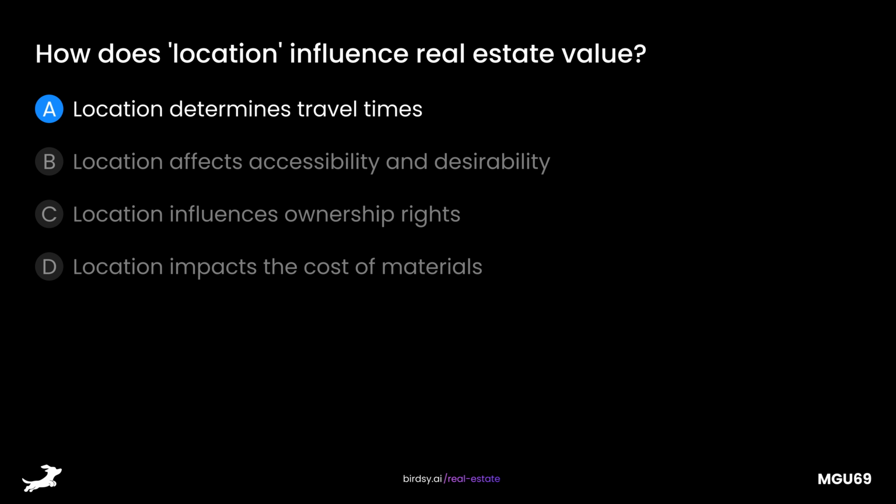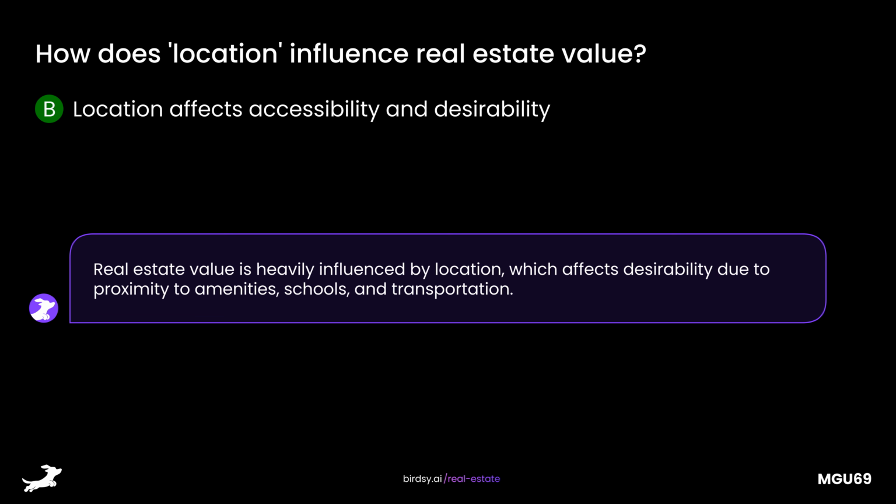How does location influence real estate value? Is it A, location determines travel times, B, location affects accessibility and desirability, C, location influences ownership rights, or D, location impacts the cost of materials? The answer is B, location affects accessibility and desirability. Real estate value is heavily influenced by location, which affects desirability due to proximity to amenities, schools, and transportation.